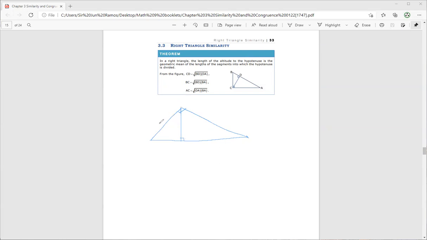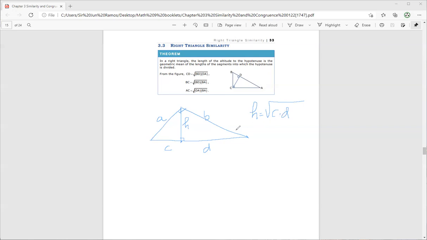Instead of naming segments, I will name the length of the segment. So this is A, let's say this is B, this is C, this is D, and this is the altitude H. Okay, from the theorem that we have already discussed, H here is the geometric mean of the length of the segments it divides the hypotenuse into. So C and D are the length of the segments. So we have here the square root of C times D.